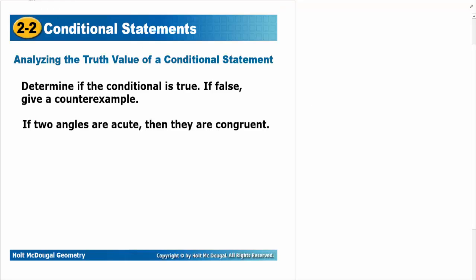Next up, if two angles are acute, then they are congruent. Now this one, hopefully you can see that it is false. But again, you don't just say false, you have to give a counterexample. I can just give you two angles right now that are acute. They have to be less than 90, so I can say 80 degrees, and I'll say 40 degrees. There's your counterexample. Your answers may vary, but there's one. You don't have to write my example. It's pretty easy to prove that one false.